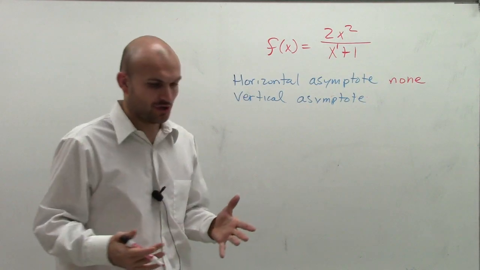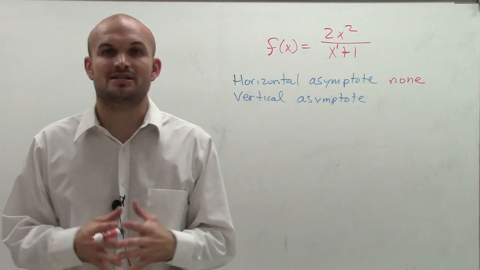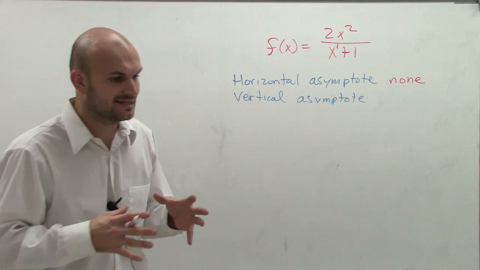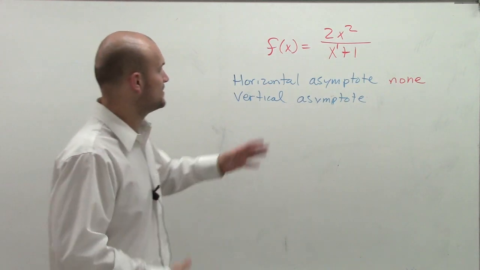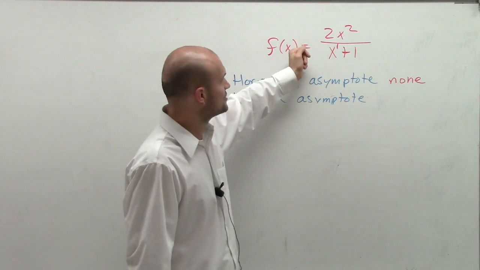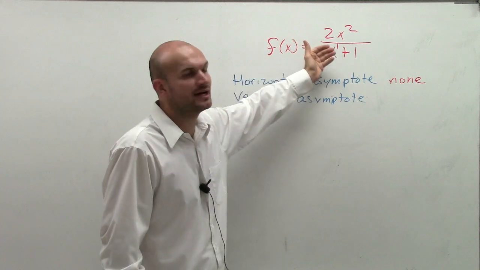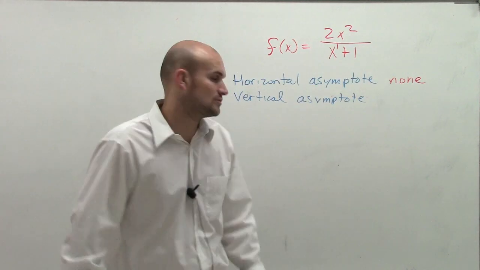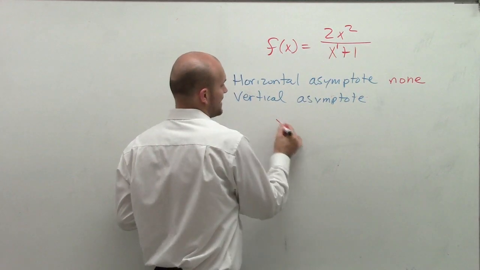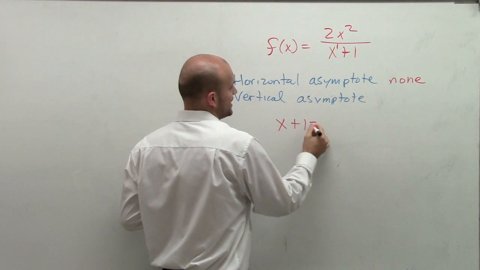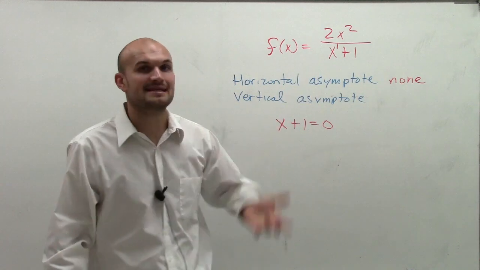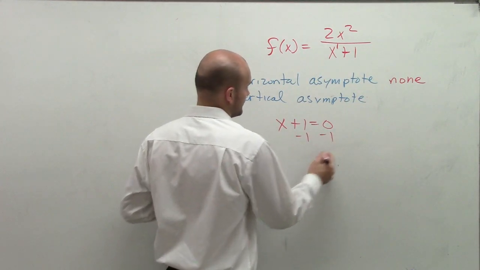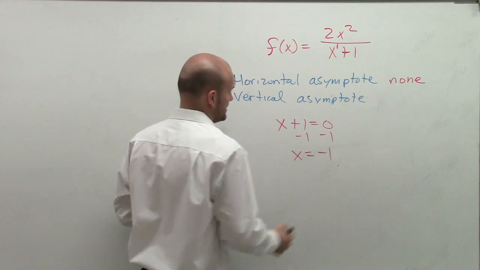Now, as for the vertical asymptote, remember the vertical asymptote is going to be kind of your constraints on your domain. So you're going to look at what is not possible in your domain. Well, for this rational function, the only time that we're going to have a constraint on our domain is when our denominator equals 0. So to find the values of x that make our denominator 0, I'm going to set the denominator equal to 0 and then solve. So when I solve, I get x equals -1.